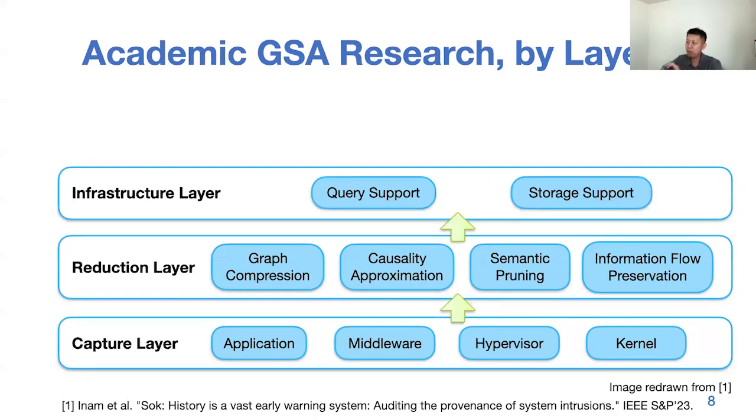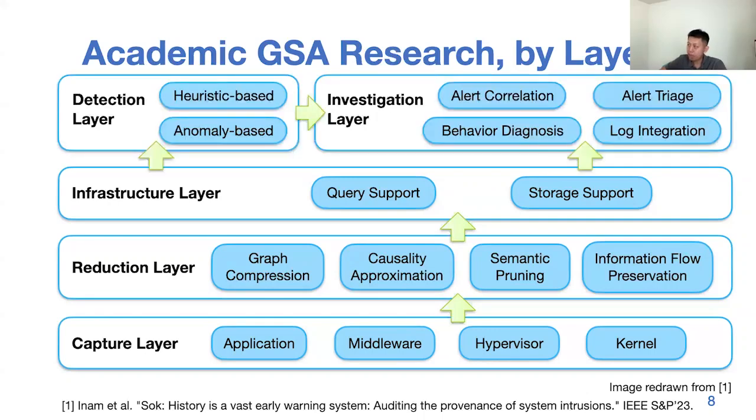And after that, people build infrastructures to support the analysts, the humans. For example, they build a new domain-specific language to help users run arbitrary queries in a way more expressive than the SQL language. There have been some works there. And then there are also works in optimizing the storage support to make the analysis faster. After all those steps, we can start to run the detection. So we can do heuristic-based detection and anomaly-based detection. Then we have a bunch of alerts. There are some papers on alert correlation, alert ranking, and log integration.